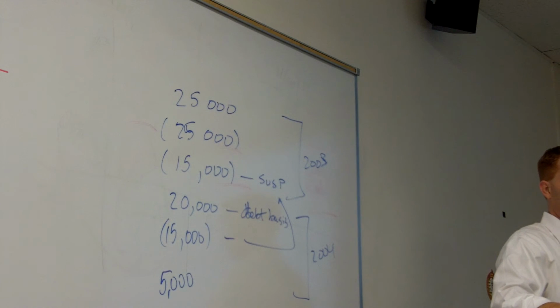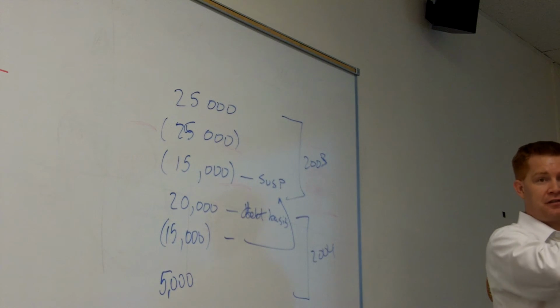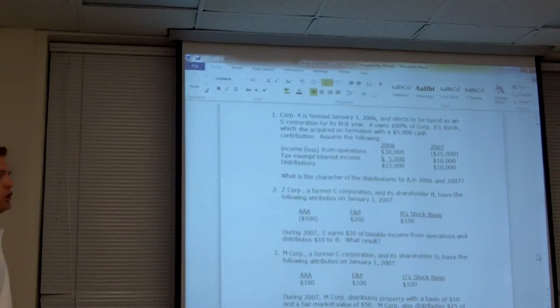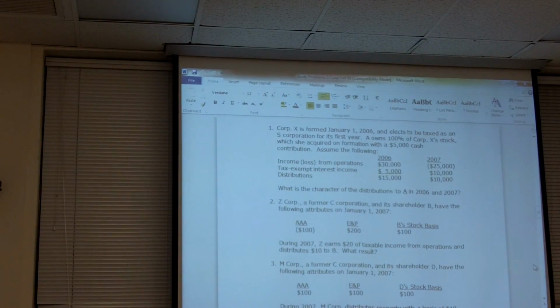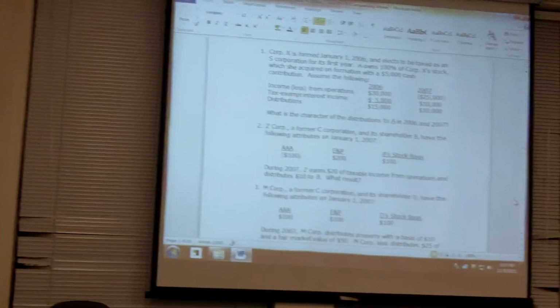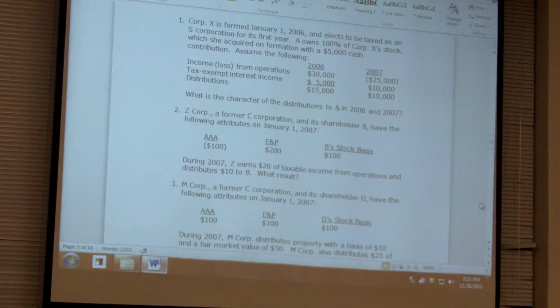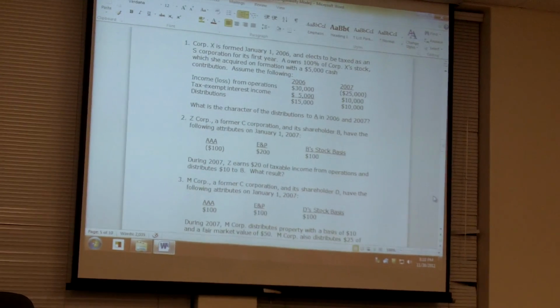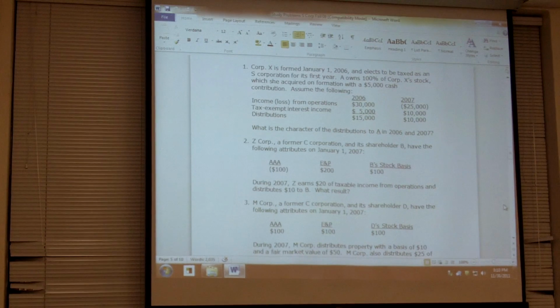That make sense? Good example of the sort of thing you want to understand. You want to know how these rules work. This is good for the basis rules, allocations. I mean, it's simplified allocations because there's only one shareholder, but okay, distributions. Okay, Corporation X is formed on January 1, 2006 and elects to be taxed as an S corporation for its first year. A owns 100% of Corporation X's stock, which she acquired on formation with a $5,000 cash contribution. Assume the following. We've got 2006 and 2007 results. We've got income from operations, we've got tax exempt interest income, and we have distributions.